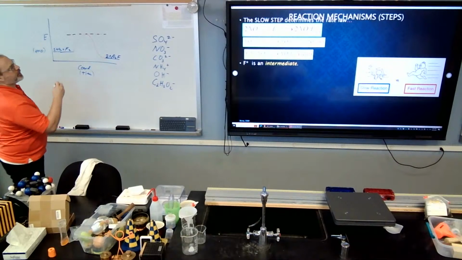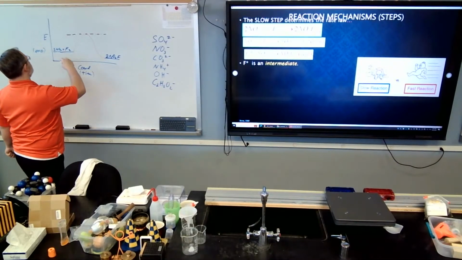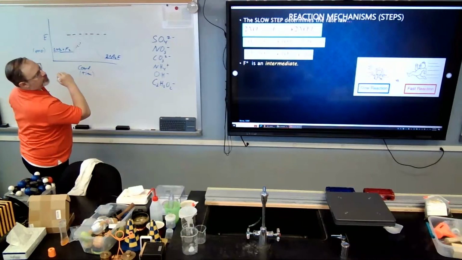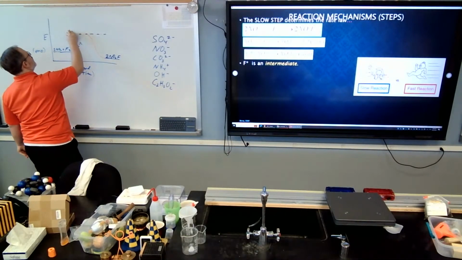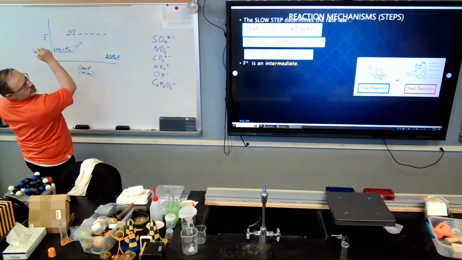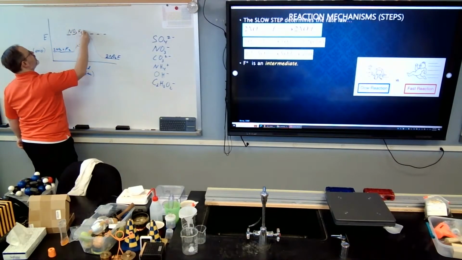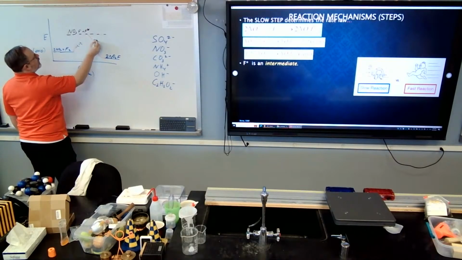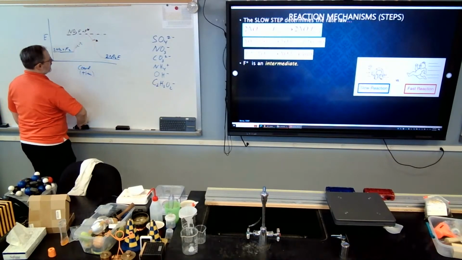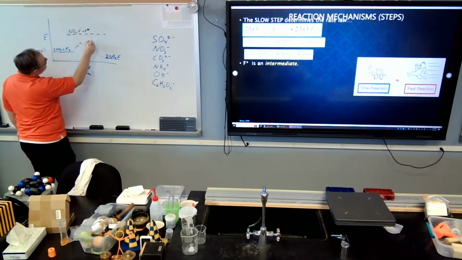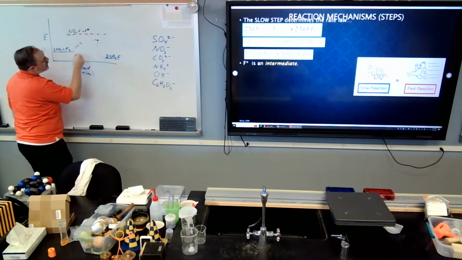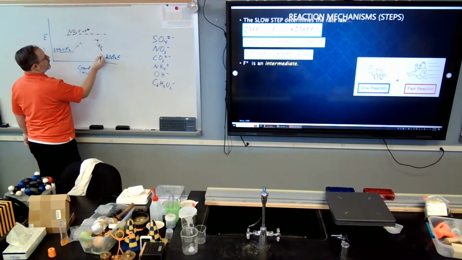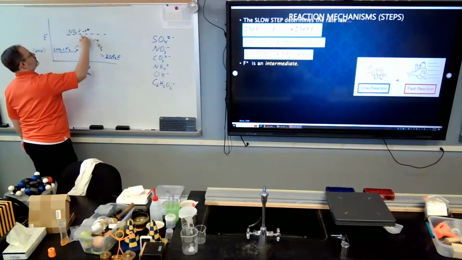So at the end of the first step, we have NO2. This reaction is NO2 plus F2, and it's going to produce NO2F plus F star, and then the F star plus the NO2 is going to produce our product.